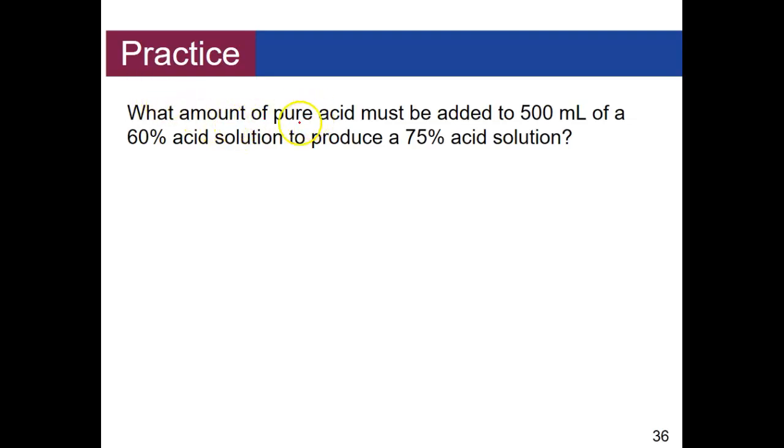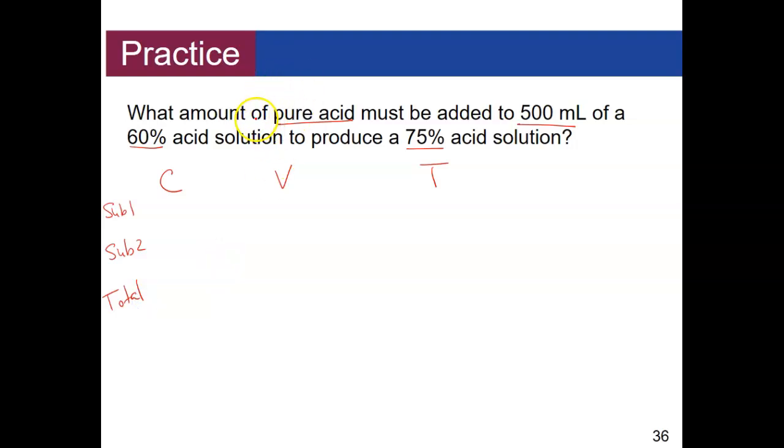This one says, what amount of a pure acid must be added to 500 milliliters of a 60% acid to produce a 75% acid? So we're going to start with our concentration and our volume, and then we're going to have our total here. So we've got our substance 1, and we've got our substance 2, and then we've got the total that we want to end up with.